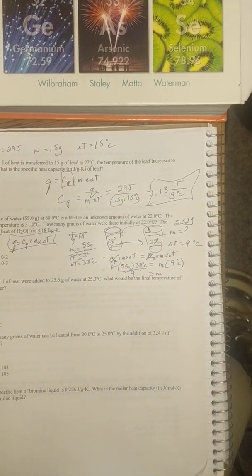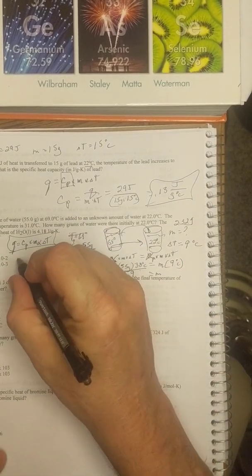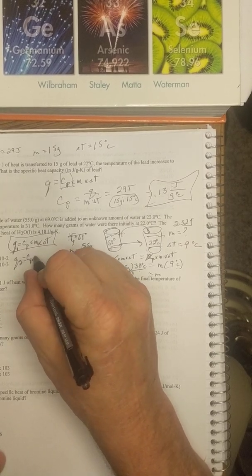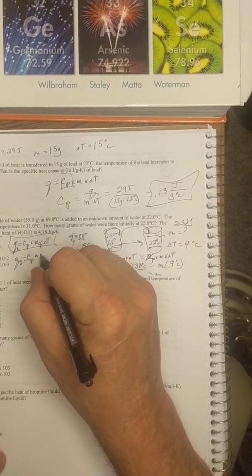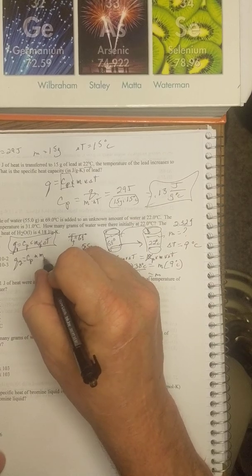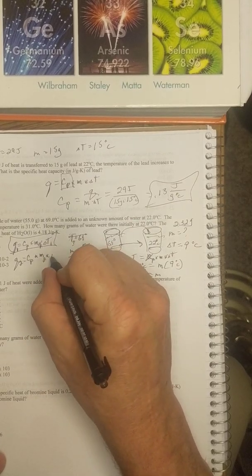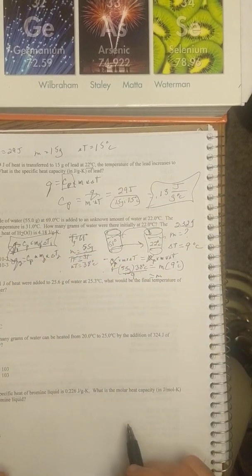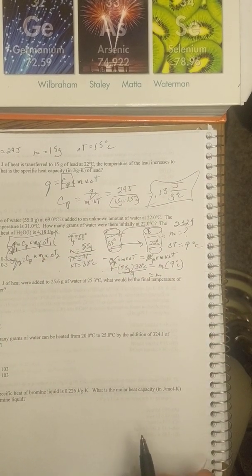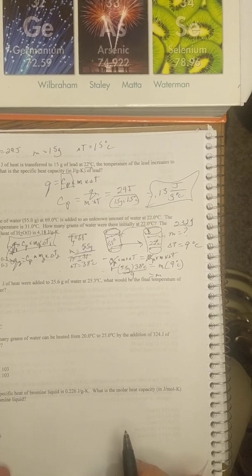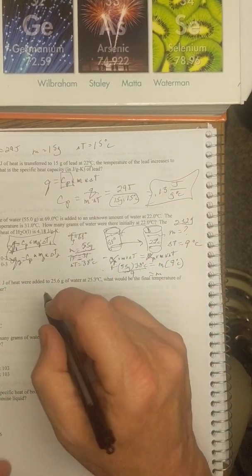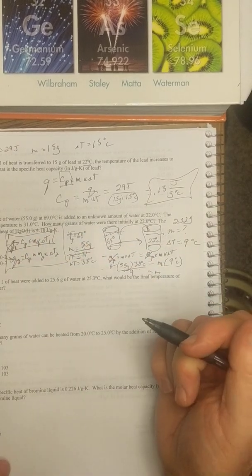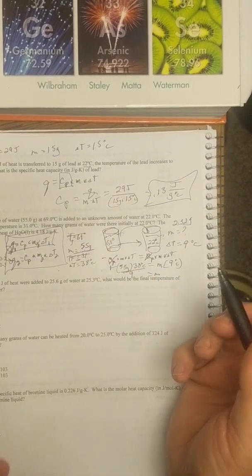Okay, again, the secret was looking at Q1 and Q2. This is mass 1, this would be mass 2. Delta T1, this would be delta T2. And what I did is I set the two Q's equal to each other. Okay, this is kind of classic calorimetry when you set one equal to the other. This next one is a real easy one.